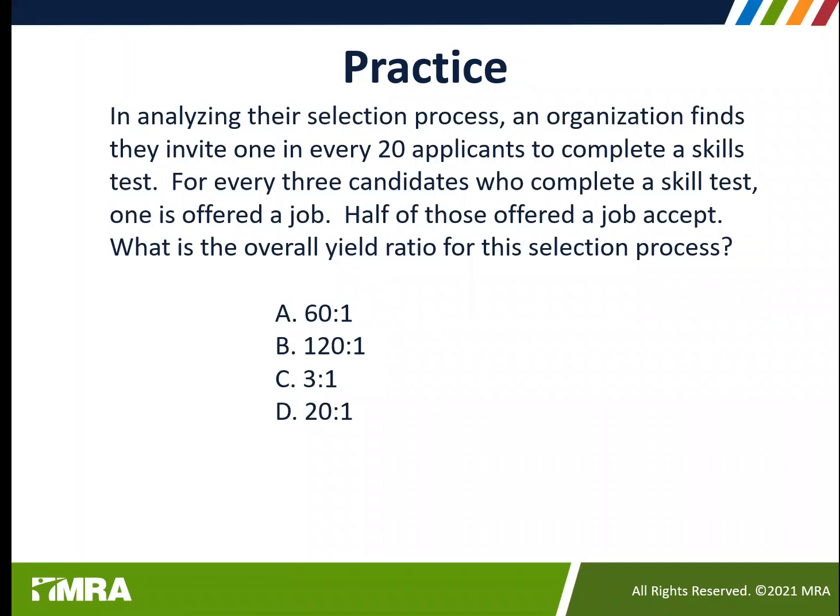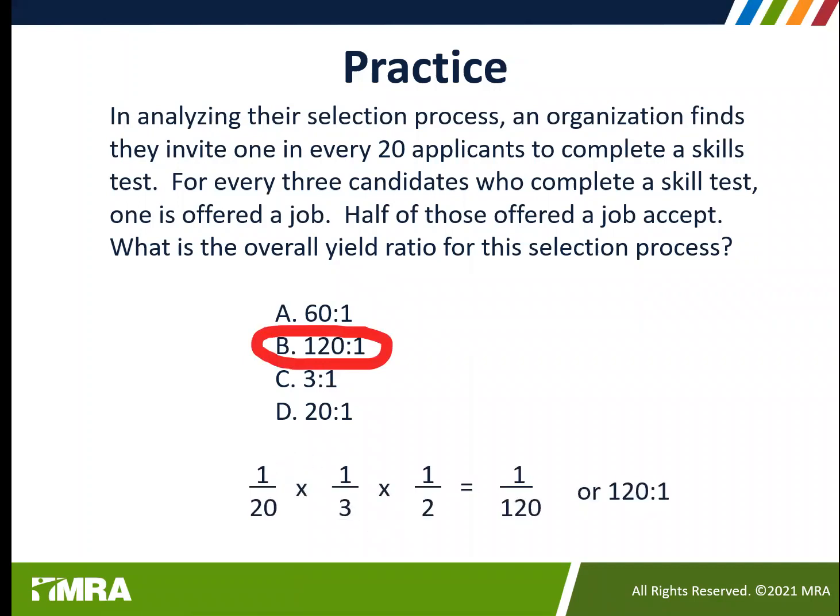The yield ratio is 120 to 1. Now, this example requires a little math prowess. We multiply the fraction from each step of the process. 1 out of 20 multiplied by 1 out of 3 multiplied by 1 out of 2, which equals 1 over 120, or 120 to 1.